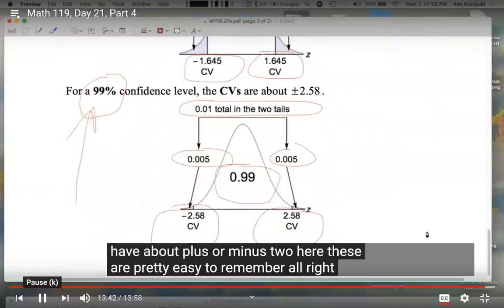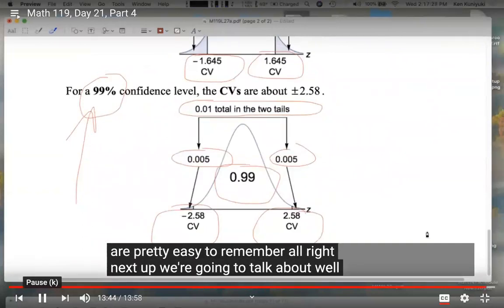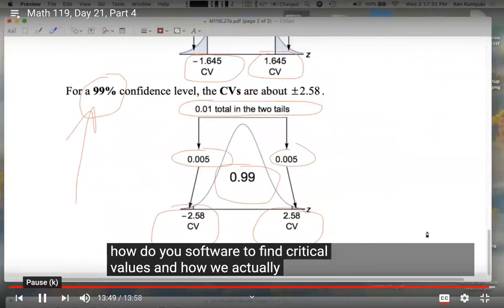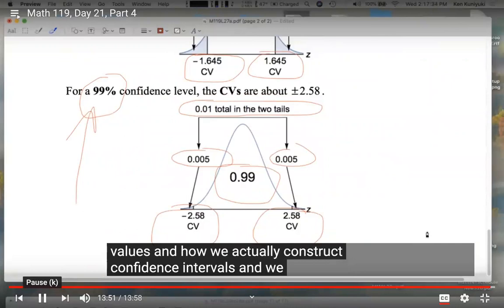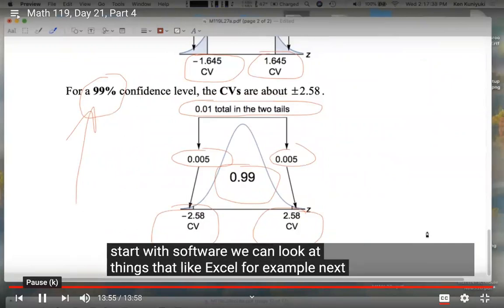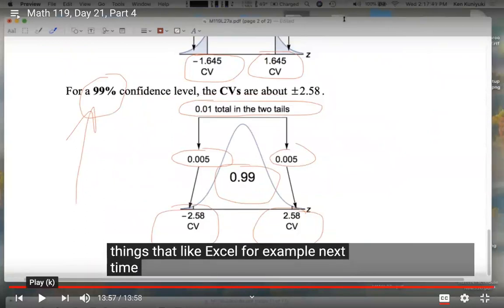All right. Next up, we're going to talk about how to use software to find critical values, and how we actually construct confidence intervals. And we may as well start with software. We can look at things like Excel, for example, next time. Any questions so far? I've examined here critical values for the z-distribution and the three popular confidence levels. Questions. These are numbers you see a lot of. Questions. I think we're doing software next.